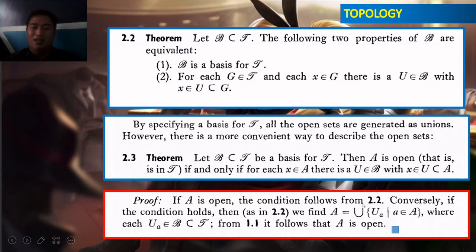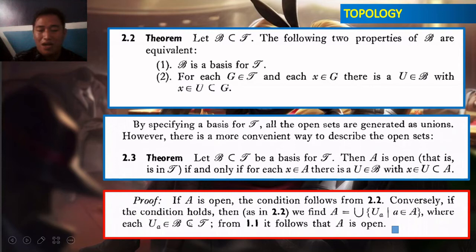Now conversely, we suppose that for each x element in A the condition holds. We need to show that A is open. So conversely, if the condition holds, then as in 2.2, we find that A, which is the G, is a union of U alpha such that each U alpha is an element of script B, a subset of tau. So A is the union of the U alpha, and the U alpha are elements of script B.